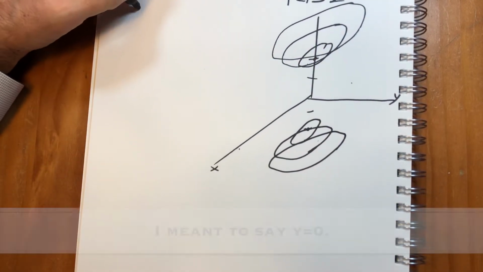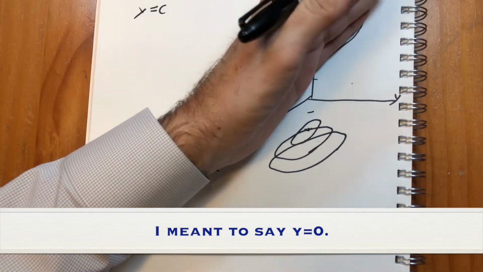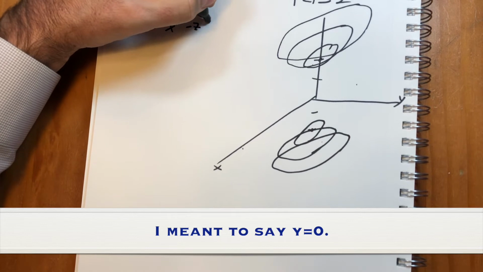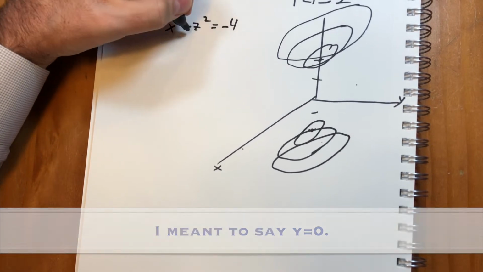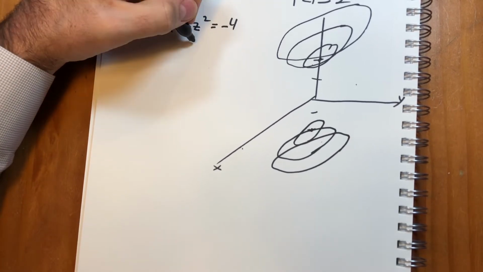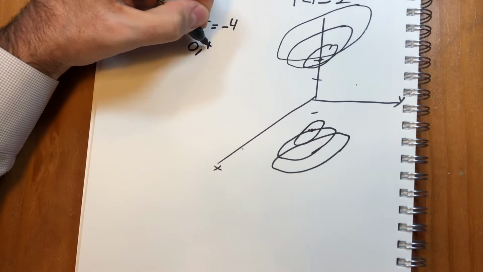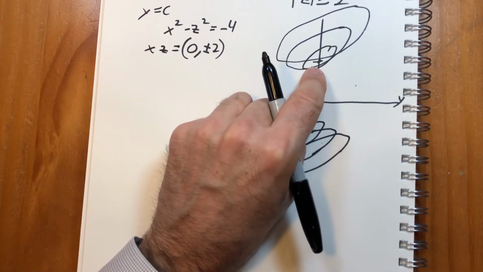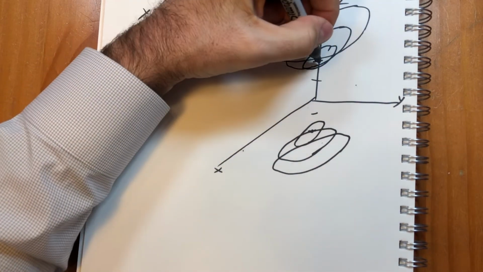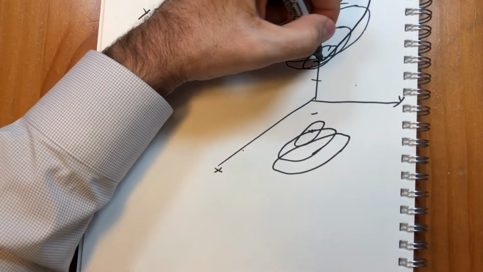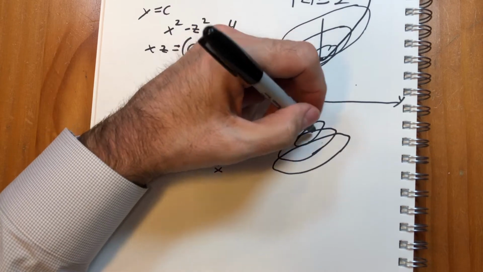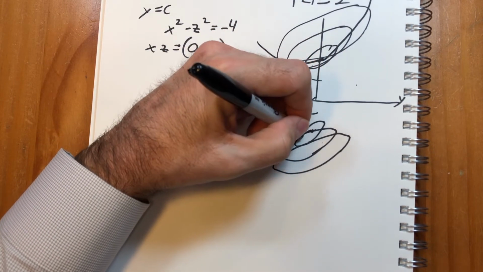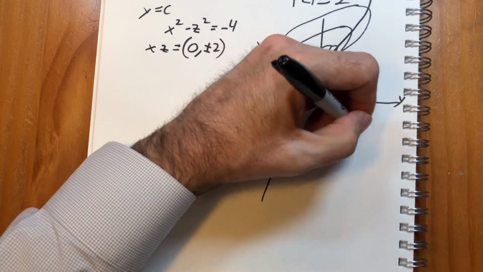Now, if we set y equals c, that's in the xz plane, and we have that x squared minus z squared equals minus 4, which is a hyperbola with the points at 0 plus or minus 2. So it's 0 and then plus 2, and it's a hyperbola in this plane. So it would go up from here this way, up from here this way, and then also minus 2. So starting here, it would go down this way and down that way.